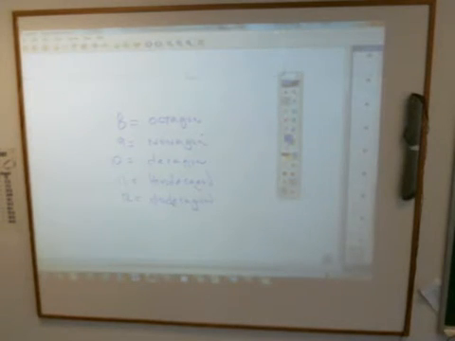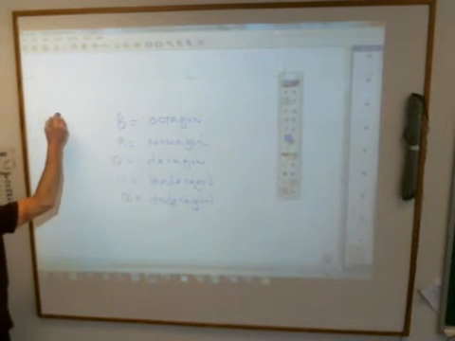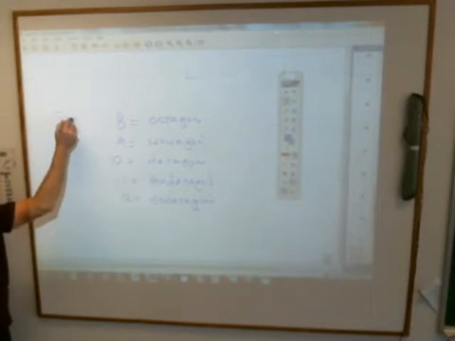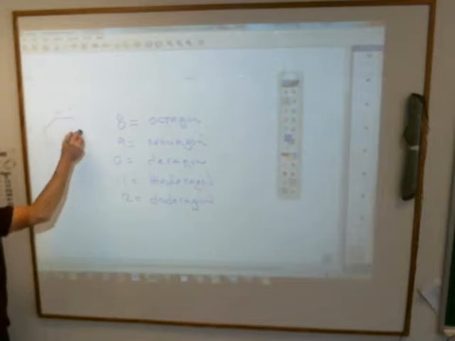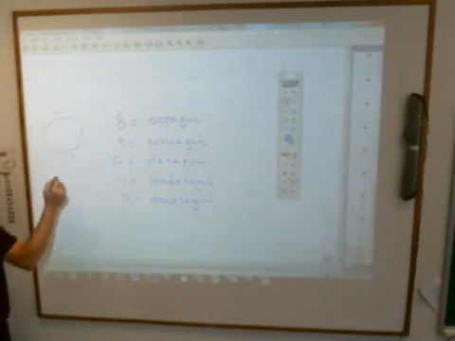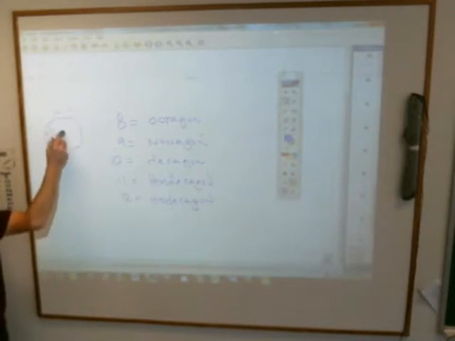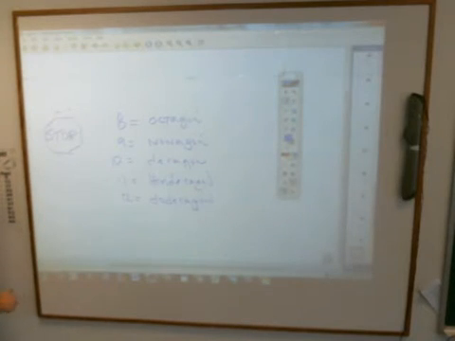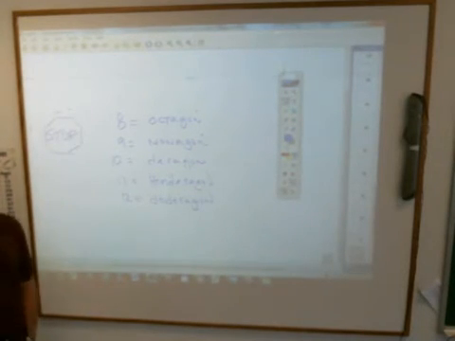Drawing regular ones are pretty tough. Regular octagons are not too bad because they're stop signs, right? 1, 2, 3, 4, 5, 6, 7, 8. Stop. 10s and 9s, they get a little tough.